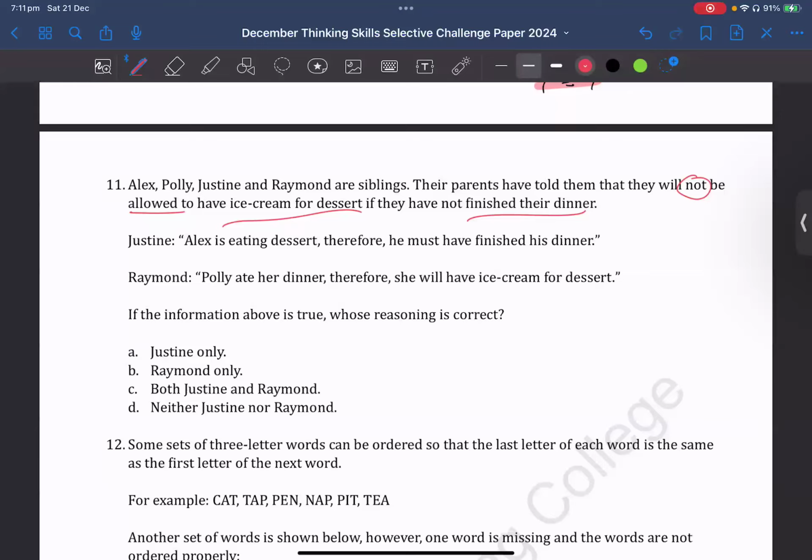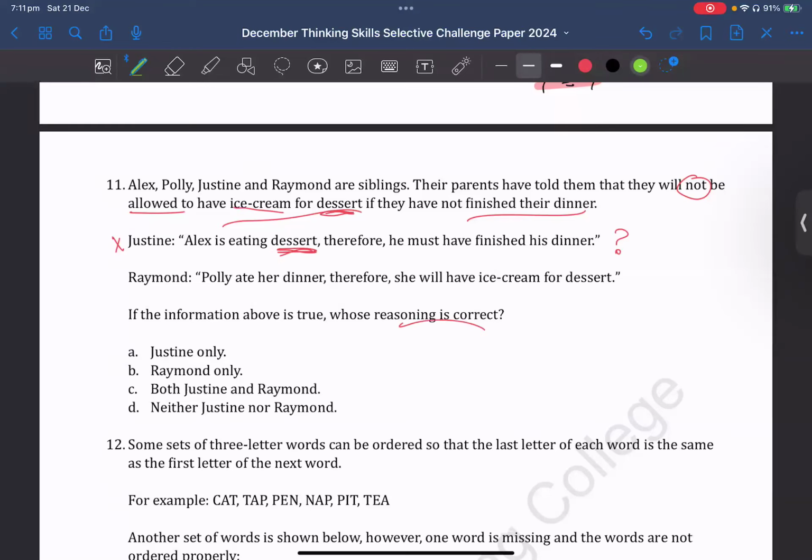No. Dessert, it's not ice cream. The key thing is we want to know if it's ice cream or not, but we don't know. If it was ice cream, it would be correct, but we actually don't know what's happening here, which is why the reasoning cannot be correct. Justin is wrong. Raymond is saying Polly ate her dinner, therefore she will have ice cream for dessert.